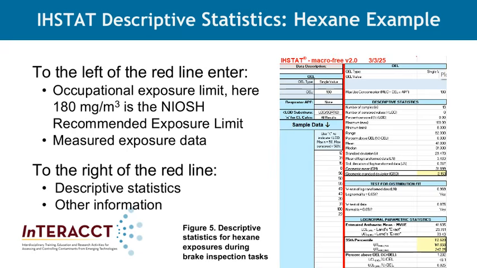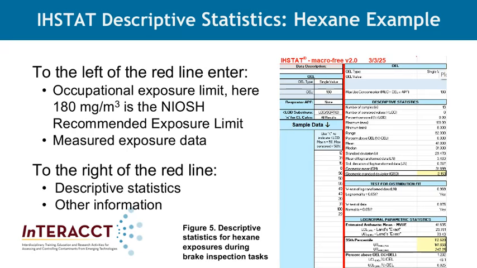Here I show how to input the hexane data from Table 1 into IHStat in Figure 5. For the OEL, I used the NIEHS recommended exposure limit of 180 milligrams per cubic meter hexane. The measured hexane concentrations from Table 1 were entered under the sample data column. After entering the data on the left of the red line, descriptive statistics and other information are calculated and displayed on the right of the red line.